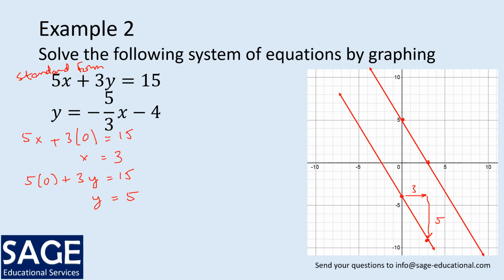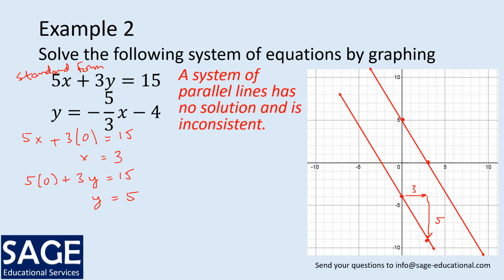Now what I realize is that these two lines are actually parallel to each other, and they will never intersect. So there is no solution. So a system of parallel lines has no solution and is inconsistent.